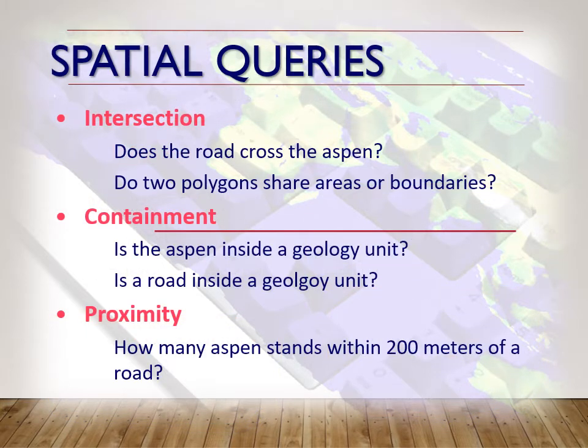Okay, that's attribute queries. Let's talk a little bit about spatial queries. With spatial queries, there's a lot of different possibilities. We could lump those possibilities into three kinds: intersection, containment, and proximity. Does something intersect something else? Are there point data inside something? How far away are you from something? Those are really powerful spatial queries.